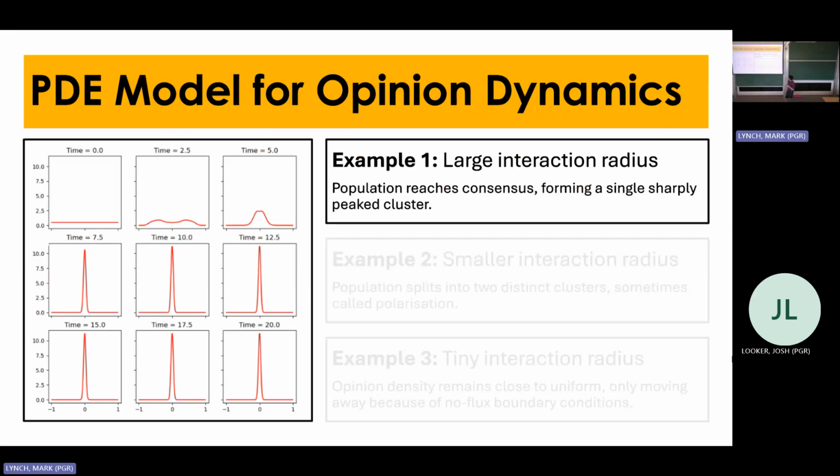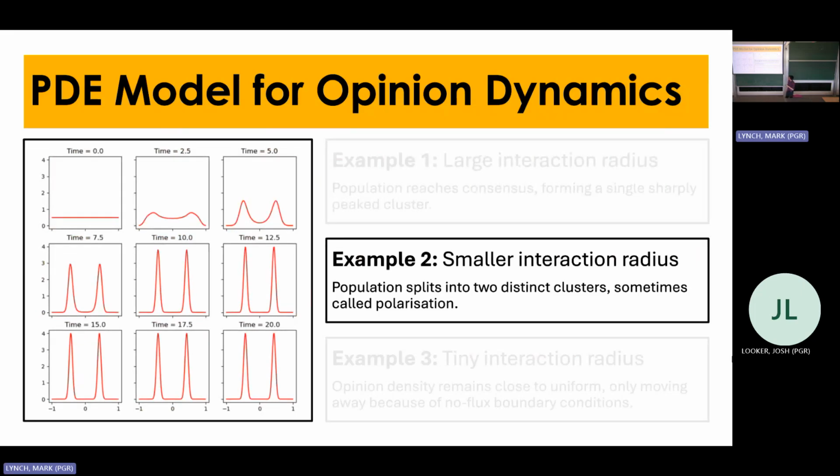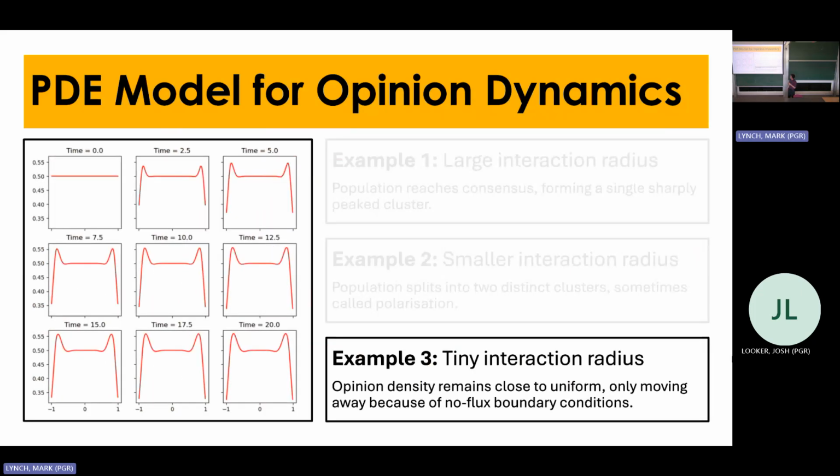If we make the interaction radius a bit smaller, then these 2 clusters become separate and they're a distance apart, where basically the people in this cluster aren't willing to interact with the people in this cluster, but each of them forms their own peak. And if we make the interaction radius really tiny, then we stay very close to this initially uniform opinion distribution. There's a bit of a wiggle at the end, basically, because of the boundary conditions.